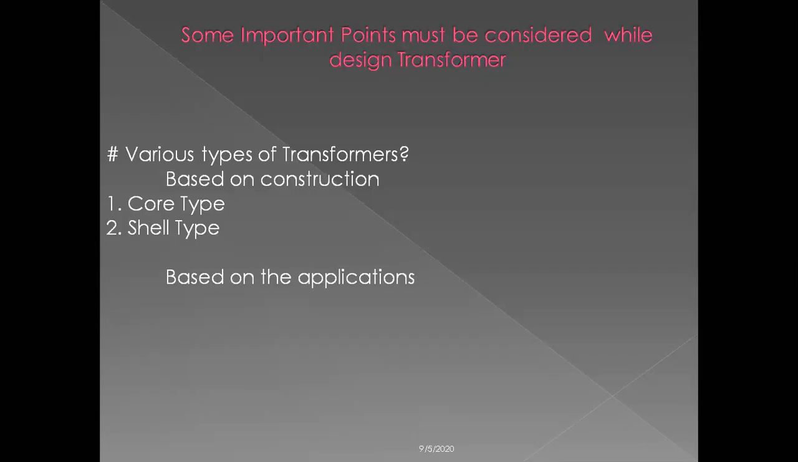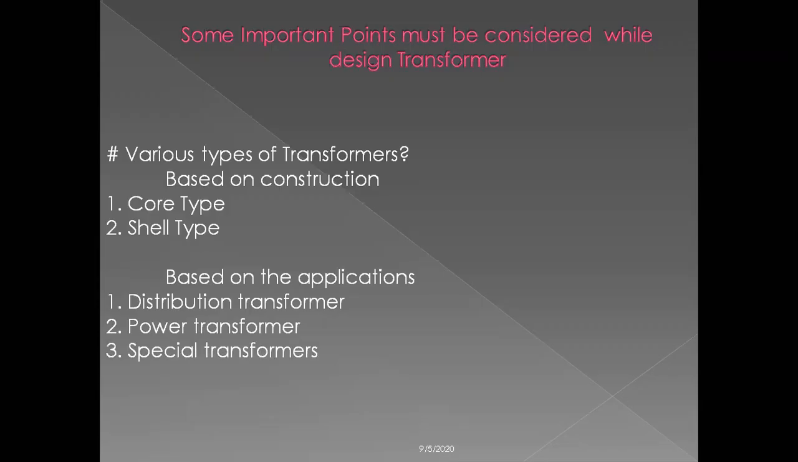And based upon application, we have the distribution transformer. These distribution transformers are used in grid stations in order to step down the voltage coming from generating stations. Number two is the power transformer. These power transformers are generally installed in generating stations, and they are generally step up transformers, in order to step up the voltage so that it can be transmitted with the help of a transmission network.